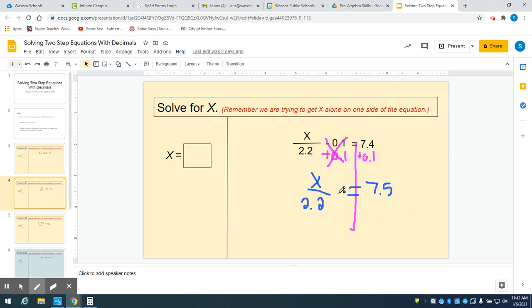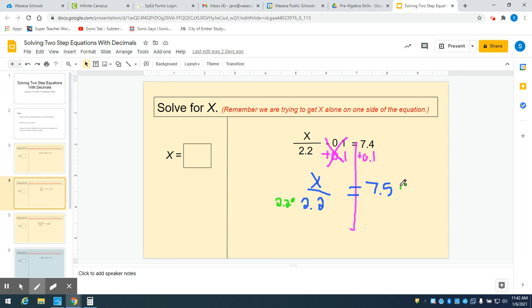Is x alone on one side of the equation yet? No, it's not. X divided by 2.2. This 2.2 is still connected to the x with division. So what is the opposite of division? We'll use the opposite of division to get this x by itself. So what is the opposite of dividing by 2.2? The opposite would be to multiply by 2.2. So we will multiply both sides of the equation by 2.2.